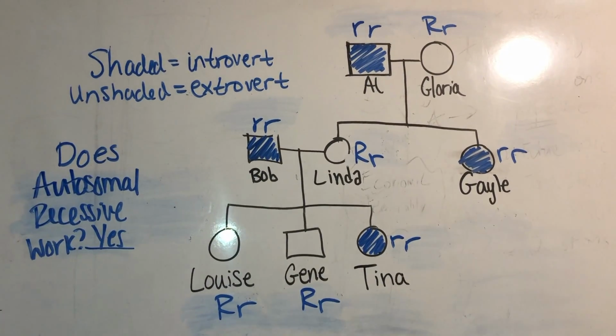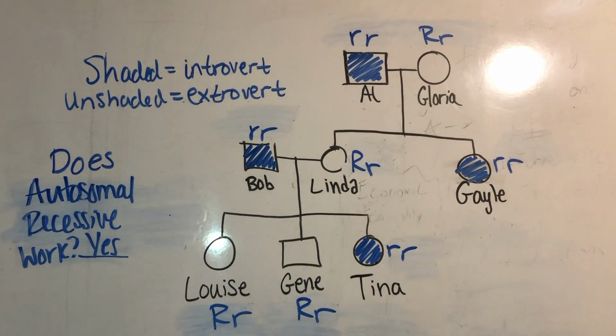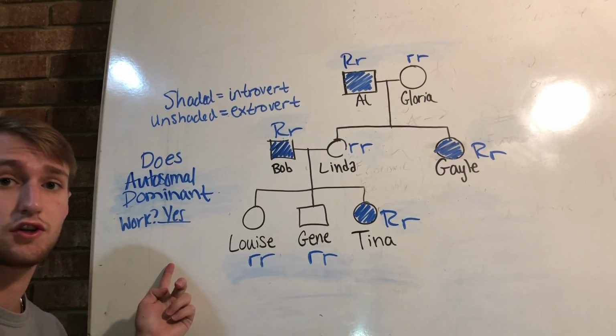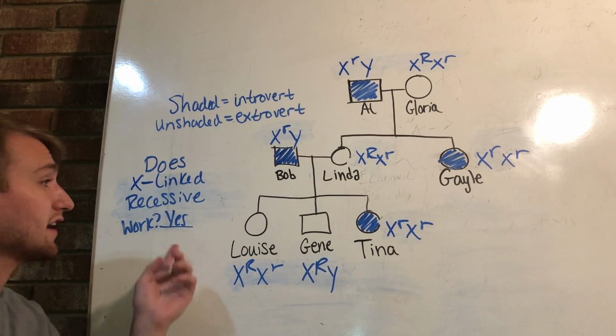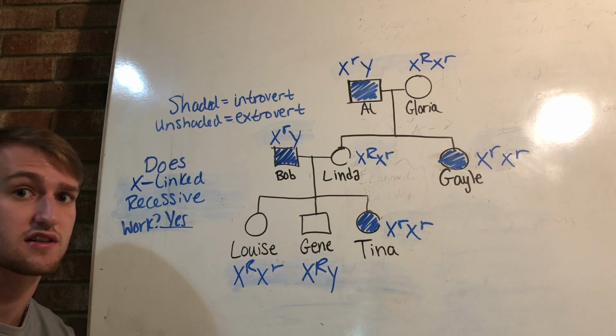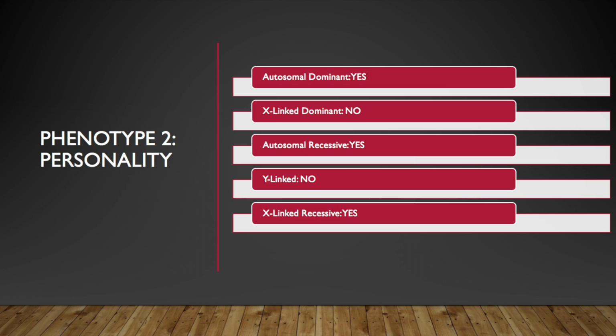In this case, you can see that autosomal recessive does work. And here, you can see that autosomal dominant works. You can see that X-linked recessive does work in this instance. Here's a summary of the outcomes from the second phenotype we explored.